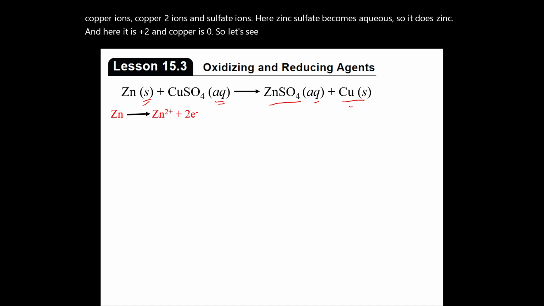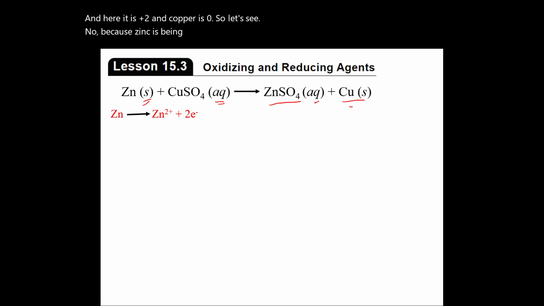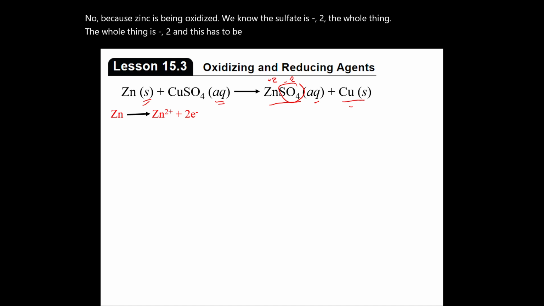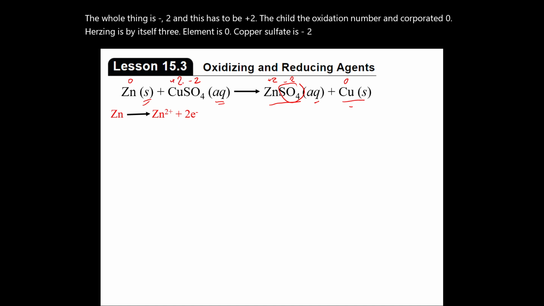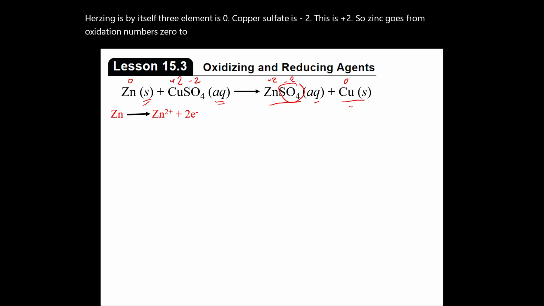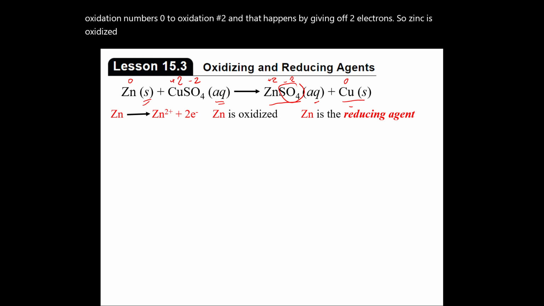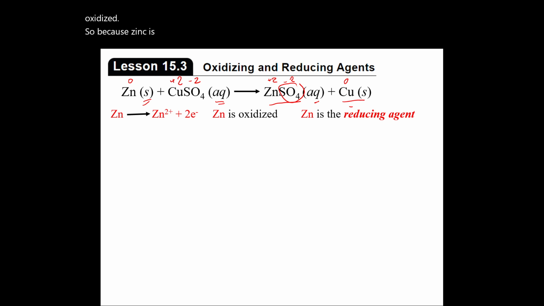So let's see, because zinc is being oxidized, we know the sulfate is -2, the whole thing is -2, and this has to be +2, the oxidation number. And copper here is 0. Here zinc is by itself, a free element, so it is 0. This sulfate is -2. This is +2. So zinc goes from oxidation number 0 to oxidation number +2, and that happens by giving off 2 electrons. So zinc is oxidized.